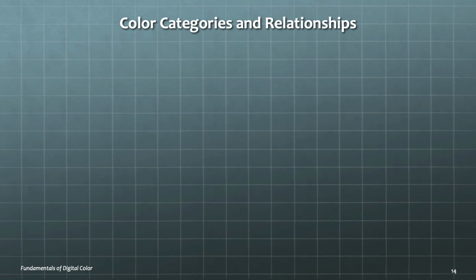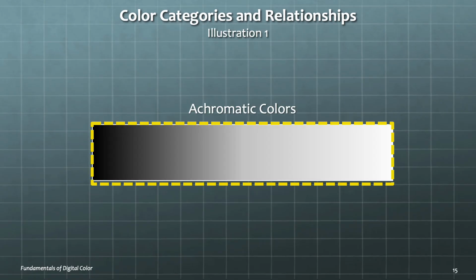Color relationships can be categorized and systematically manipulated, as you'll see in this slide. Achromatic colors are simply shades of dark and light. This corresponds to the grayscale color model. I'll cover this in a later slide.